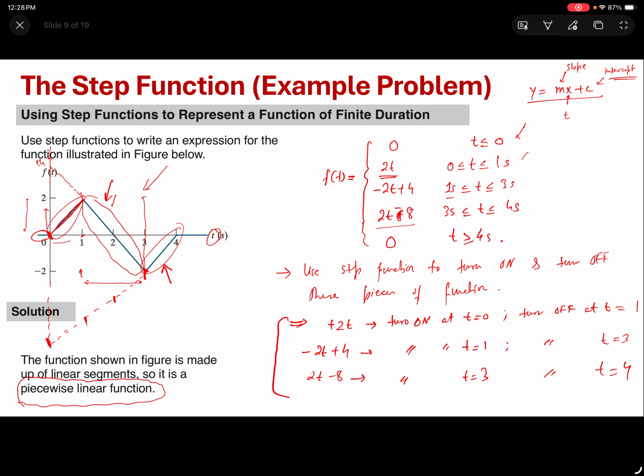So let's do that. I'm going to start with 2t. So 2t was being turned on at 0 and being turned off at 1, right? So my f of t is going to come out to be 2t, and then it is in between 0 and 1, finite pulse width, right? So u of t minus u of t minus 1. It was turned on here and turned off at 1.